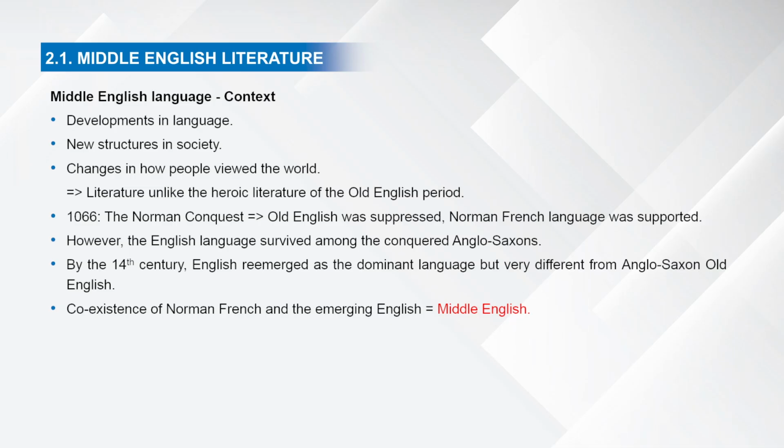However, the English language survived among the conquered Anglo-Saxons. The peasant classes spoke only English, and the Normans who spread out into the countryside to take over estates soon learned English of necessity. By the 14th century, English re-emerged as the dominant language, but in a form very different from Anglo-Saxon Old English. Writers of the 13th and 14th centuries describe the coexistence of Norman French and the emerging English now known as Middle English.